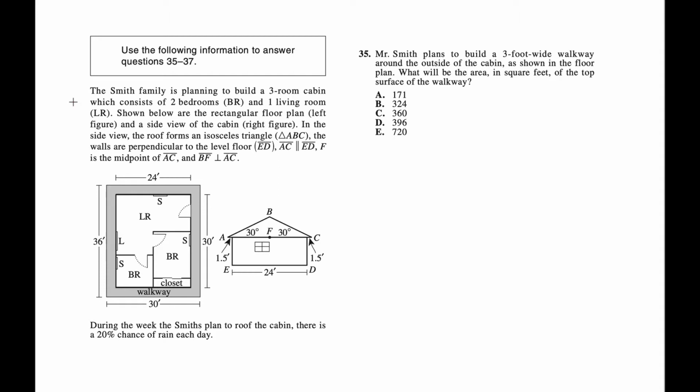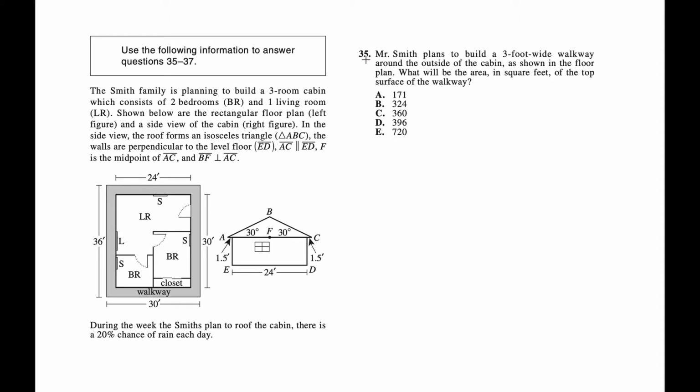The walls are perpendicular to the level floor, ED, and then AC is parallel to ED. F is the midpoint of side AC, and BF is perpendicular to AC. And we're given these 2 figures, and then we're told at the bottom, during the week the Smiths plan to roof the cabin, there is a 20% chance of rain each day.